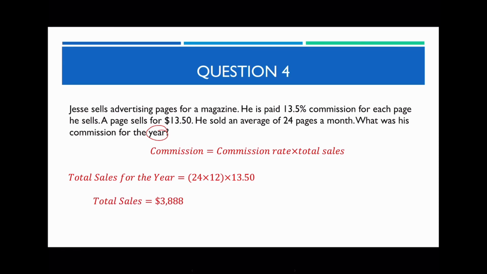Once you do that, then you can actually figure out what his commission is going to be. So commission is, remember, commission rate multiplied by sales. So 13.5 over 100 multiplied by 3,888, that should be 8 over here. And if you do this, you should get an answer of $524.88.